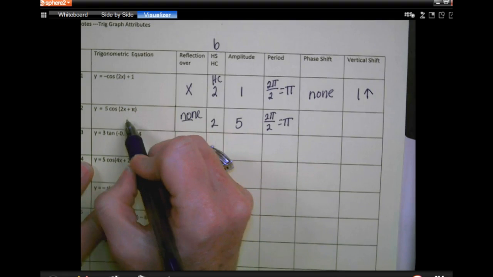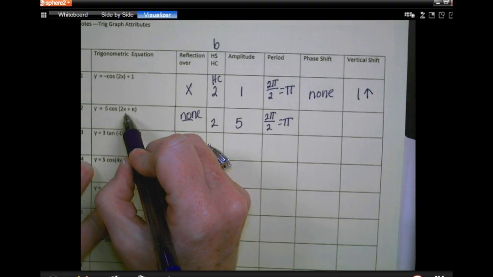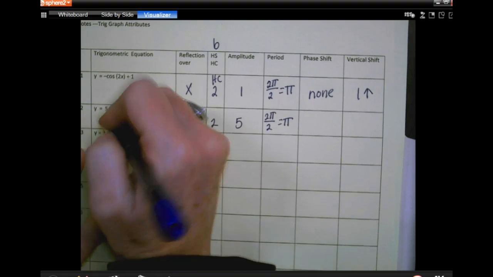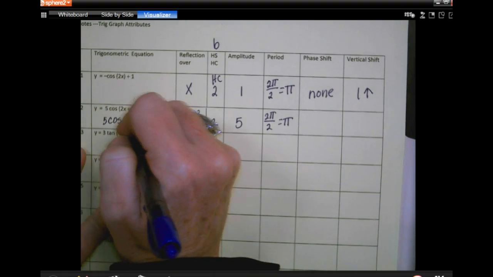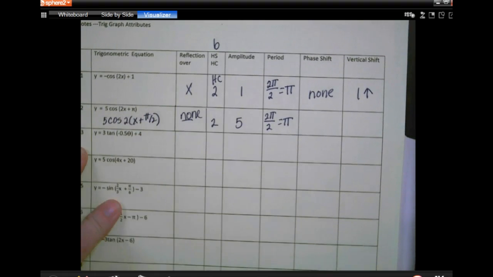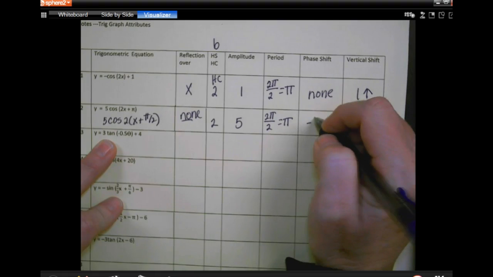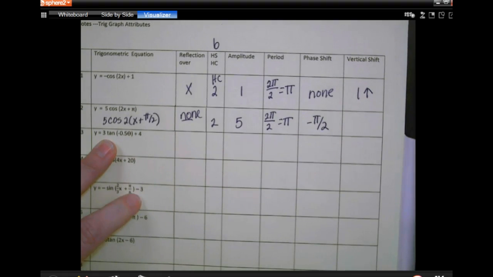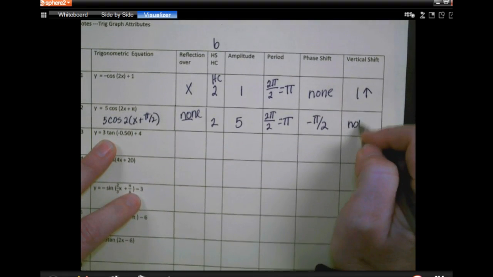So this time I have a phase shift, but the 2 is inside. It hasn't been factored out. And you can't do a phase shift till you factor out the 2. So this would be 5 cosine of 2 x plus pi over 2. So my phase shift is a negative pi over 2. And there is none for the vertical shift.